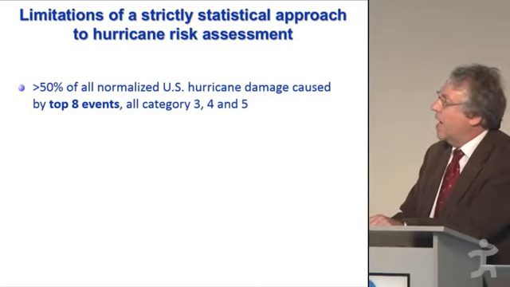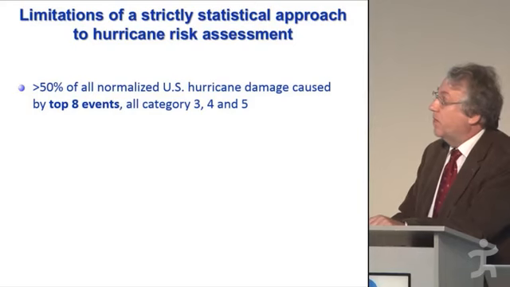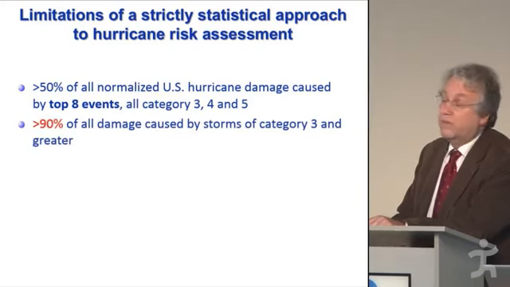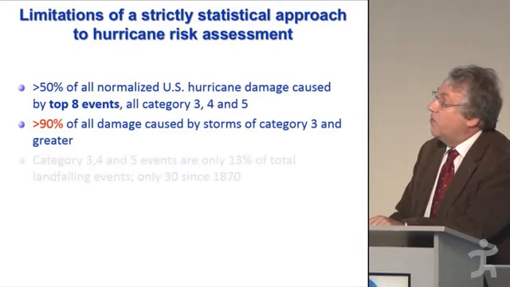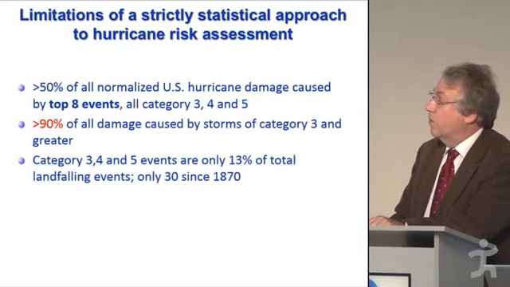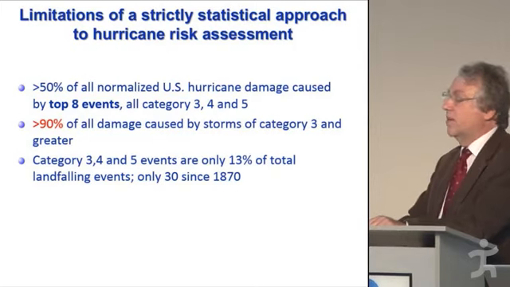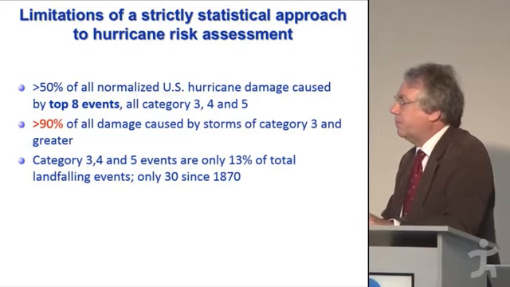And they were all high category events. More than 90% of the damage is caused by storms of category 3 and greater. But they are only, 3s, 4s, and 5s are only 13% of the total. And there have only been 30 of those events, 3, 4, and 5 at landfall since 1870.